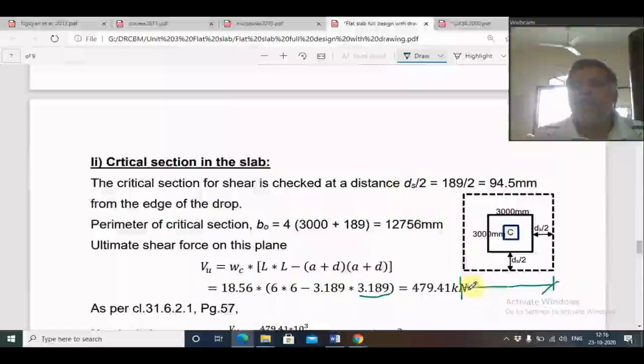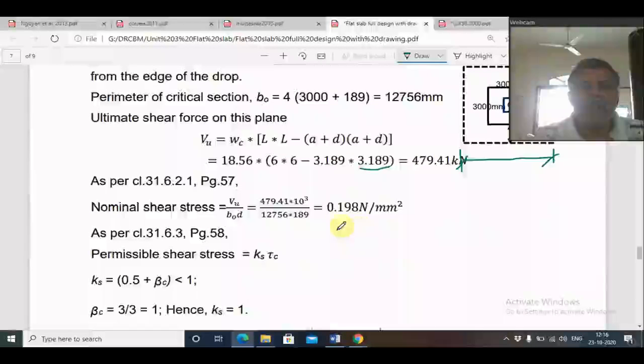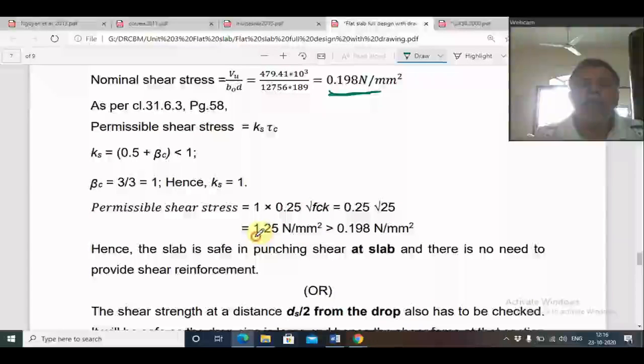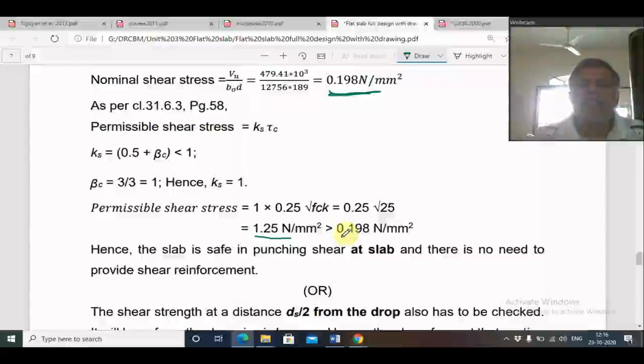Since the shear perimeter is higher, automatically the actual shear stress value will be reduced. See the calculation. Nominal shear stress is much reduced, 0.198. But the permissible shear stress will again be the same 1.25. It will be much greater than the actual value. Therefore, it is safe at the slab locations.